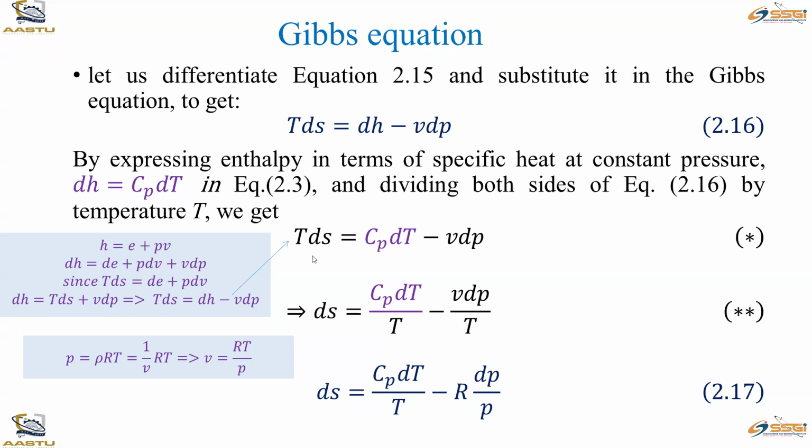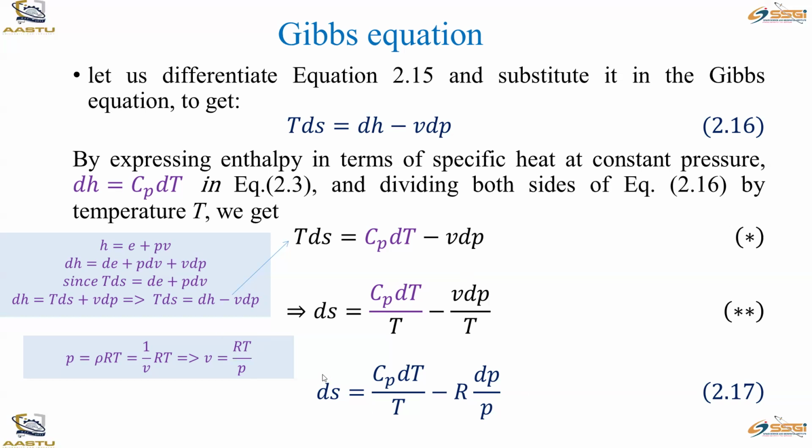Now we can divide both sides by temperature T. So here dS is left, and here Cp dT over T, and VdP over T. V is directly from here: V is equal to RT over P, because pressure is equal to rho RT, and the specific volume V is equal to RT over P. So I can substitute RT over P instead of V, and what we get here is R times dP over P. So this is the final equation.